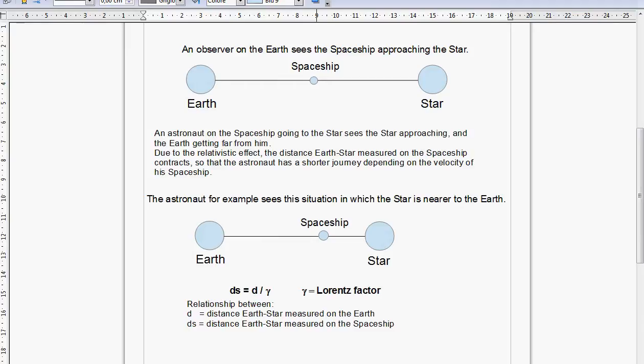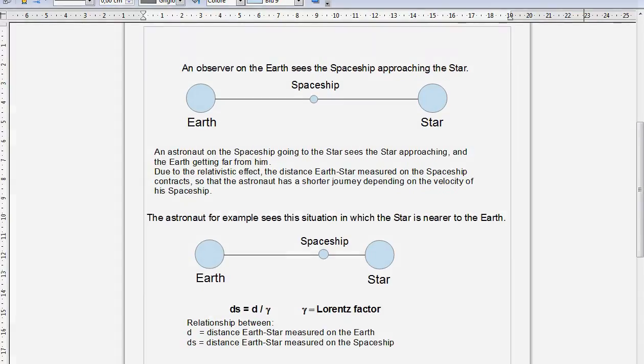Let's describe an interstellar journey of a spaceship from the Earth to a star. I will not take into account the acceleration and the deceleration of the spaceship after its launch and its landing, a very important point if you want to do a safe landing on the star, for example.